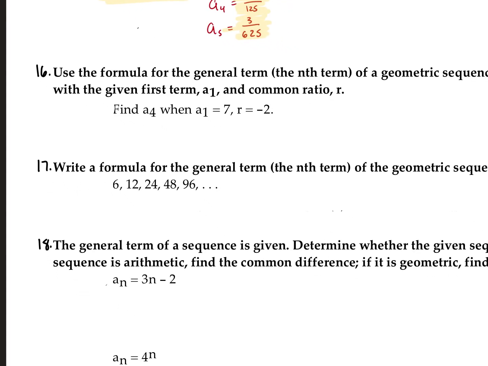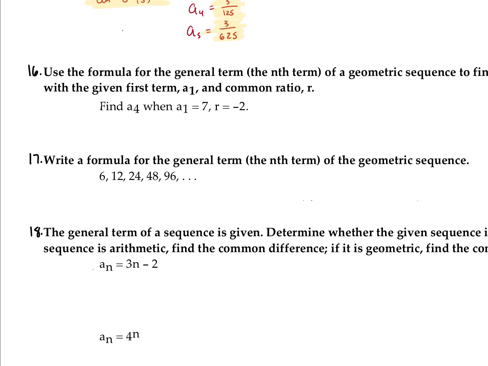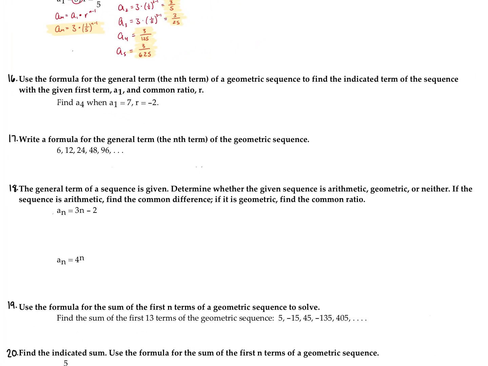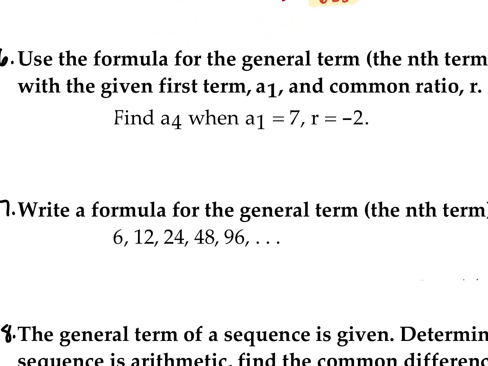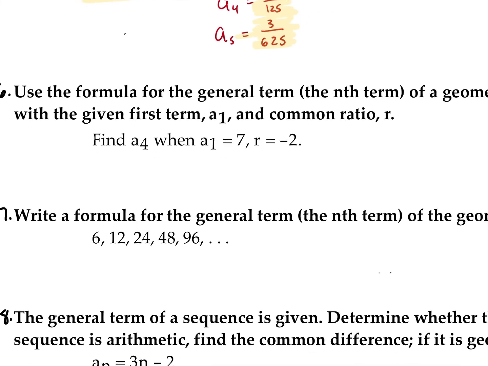Number 16. Use the formula for the general term of a geometric sequence to find the indicated term of the sequence when given the first term and the common ratio. So we need to come up with our formula, and it is geometric.